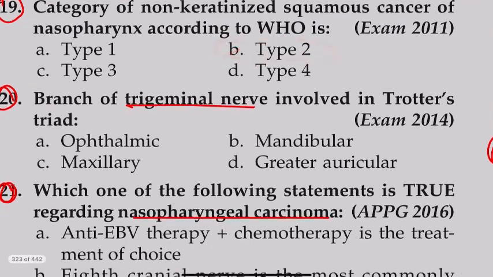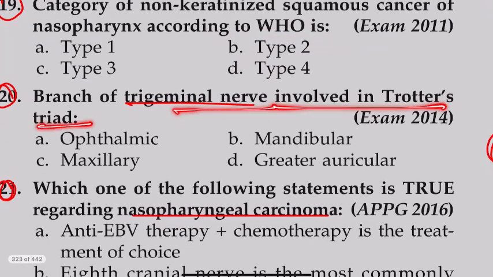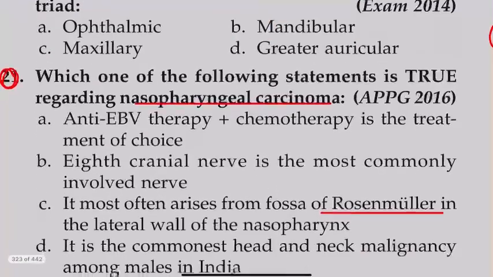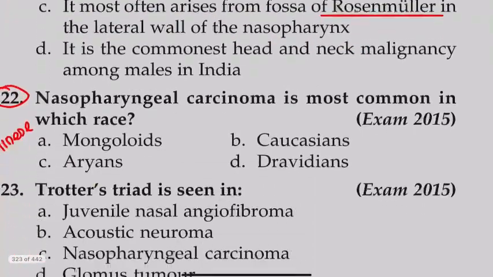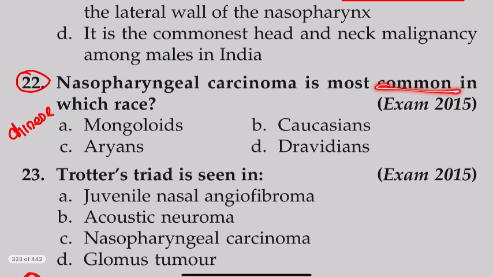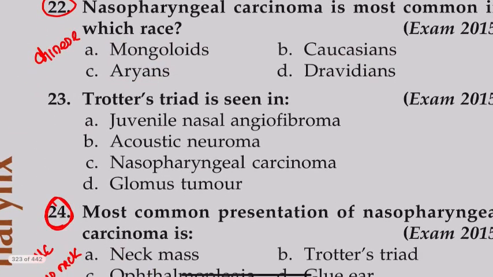Type 2. Branch of trigeminal nerve involved in Trotter's triad. Okay, there was one question, that is mandibular, right? Mandibular neuralgia is there, mandibular. Which one of the following statements is true regarding nasopharyngeal carcinoma? The true statement is that it often arises from the fossa of Rosenmuller in the lateral wall of the nasopharynx. That's the true statement. Nasopharyngeal carcinoma is most common in which race? We have already said Chinese. Now what are these Chinese? The Chinese are Mongoloid, right? Caucasians are the white group, Aryans are us, right? Trotter's triad is seen in, now where is Trotter's triad seen?